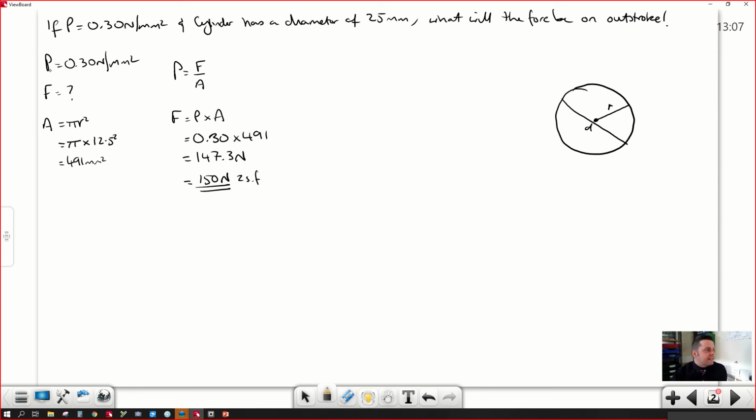So in this question, we've had to work out an area first. And I put outstroke in there because sometimes when you have to work out the area, it might be a little more difficult if you're using a single acting cylinder. Remember, a single acting cylinder is that one.